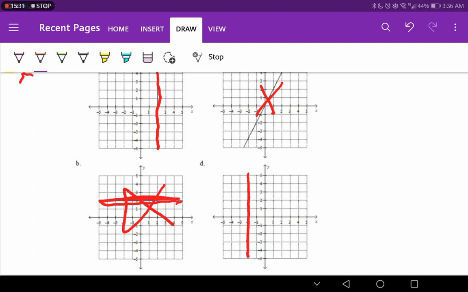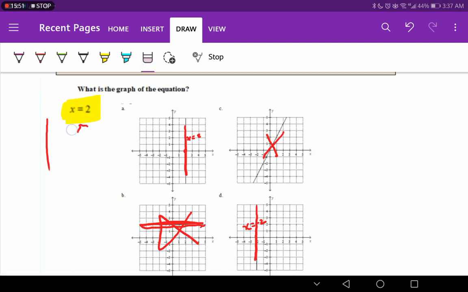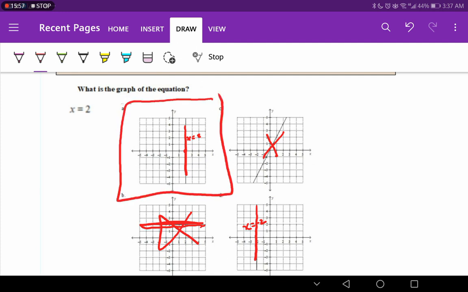But here, as you see, here it is x equals 2. Yes, x equals 2. And here it is x equals negative 2, because it passes through negative 2. And the question is x equals 2, so the answer must be this one. And this is all about standard form.